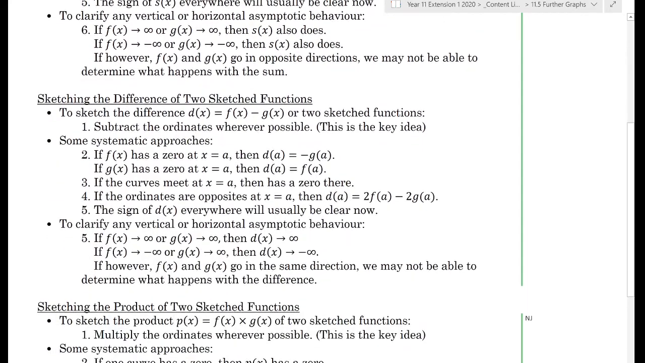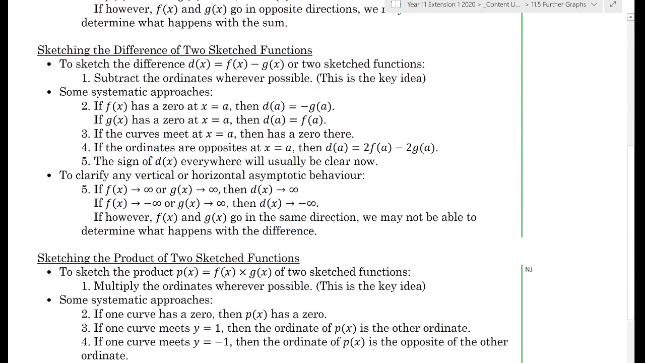Now we've got the difference of two sketched functions. So to sketch the difference, this time we're using d of x for difference. See what I mean? S of x is sum, d of x is difference. So f of x minus g of x. Now, with the sum, it doesn't matter which function you do, they both work. If you do f of x plus g of x, it's the same as g of x plus f of x.